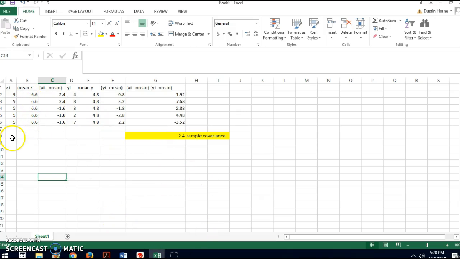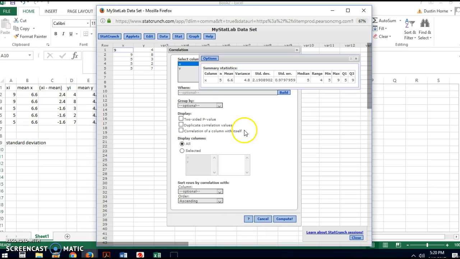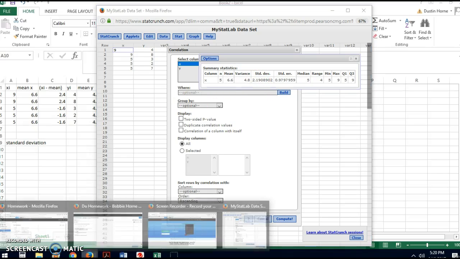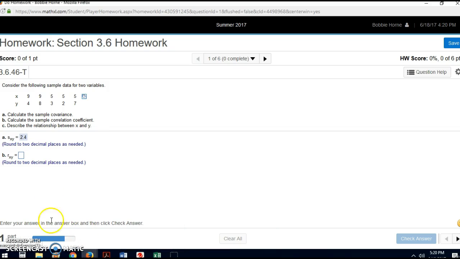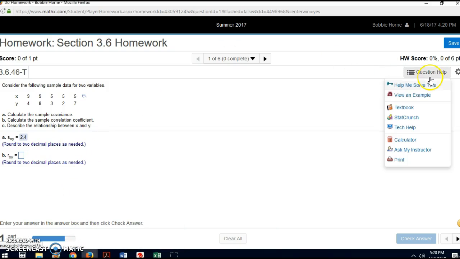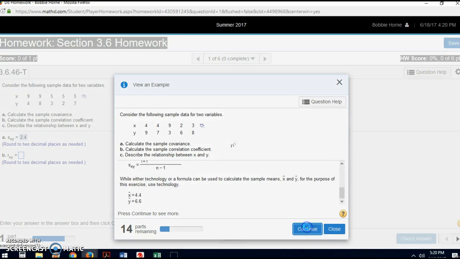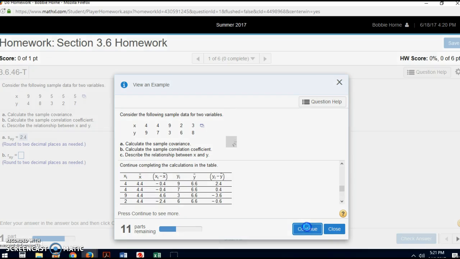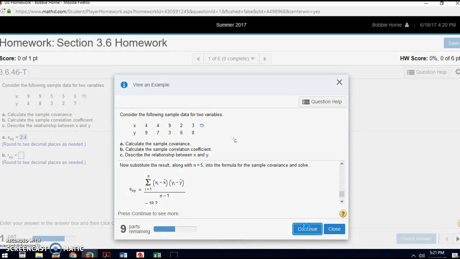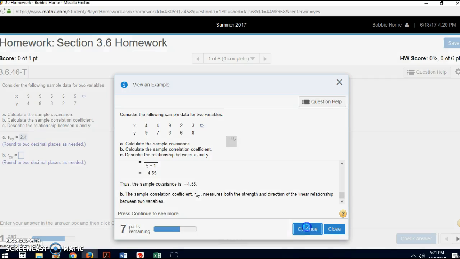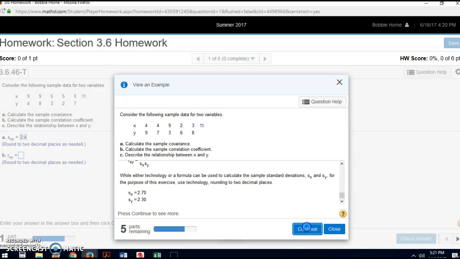So the standard deviation of X is, I believe we said 2.9. Let's go back and look. 2.19. In your example, it says round to 2 places as needed. So I believe as you're working this, it's very important when you're doing this homework, you know exactly what they want you to do as far as rounding, because you're going to miss it every time.